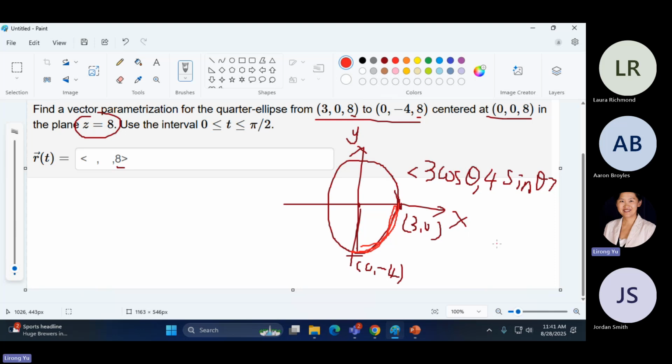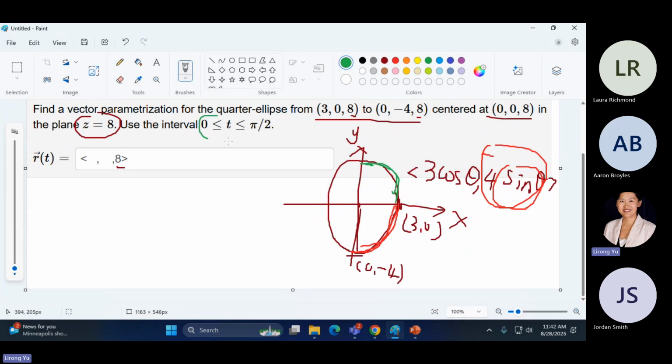That means, let me think about it. If it starts from 3, 0 and goes to 0, negative 4, meaning that we want the y value to be negative, so it shouldn't be this part. It should be negative 4 sin theta. I mean, we're not rotating over here, right?